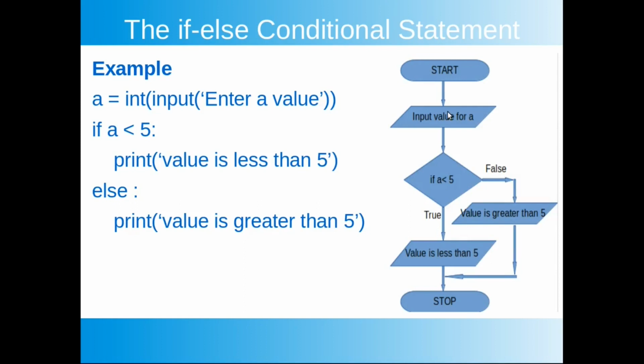Your program starts by asking to enter a value for a. After entering the value, it executes the if condition. That is, here the value of a is checked whether it is less than 5 or not. If the value is less than 5, the condition becomes true and the message value is less than 5 is printed, and then your program stops. But if the value is not less than 5, then the condition becomes false and the message value is greater than 5 is printed, and then your program stops.